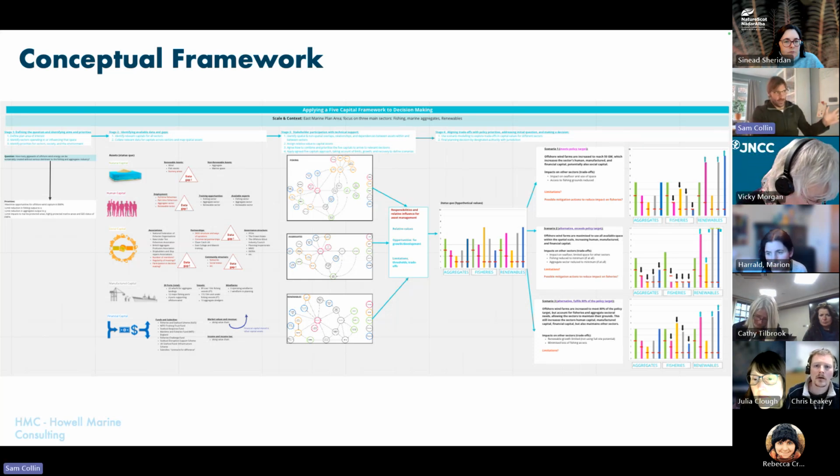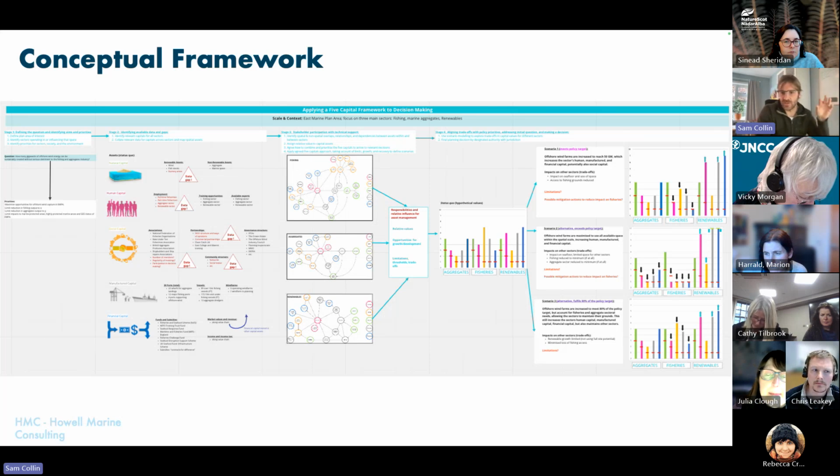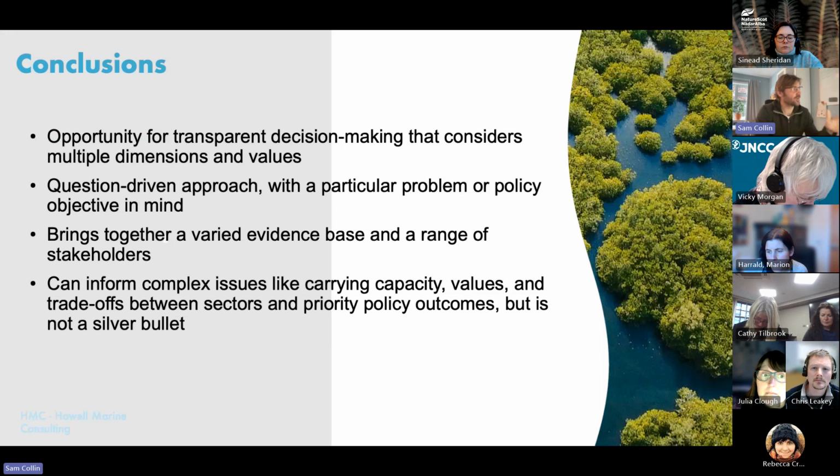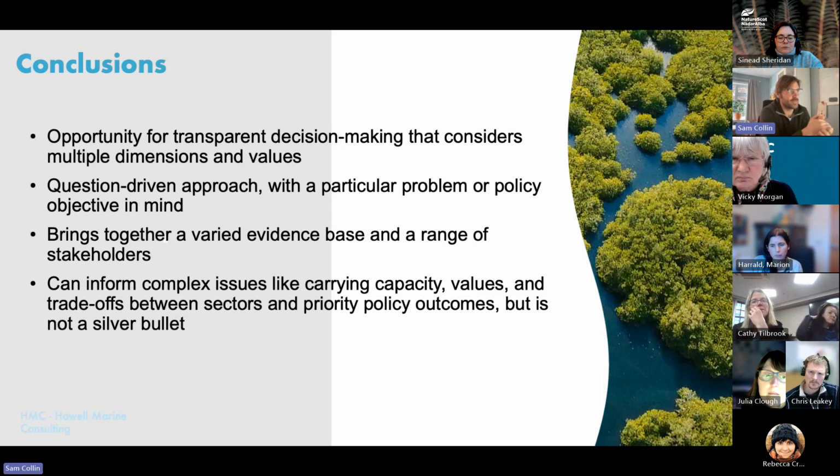So I think it's a good way of building stakeholders into a fairly transparent process and being involved in the decision making and the information that informs the scenario modeling. But to conclude, I think we see this as an opportunity for transparent decision making that considers multiple dimensions and values. It is a question-driven approach with a particular problem or policy objective in mind. So in this case, we were really focusing on marine plan development and trade-offs.